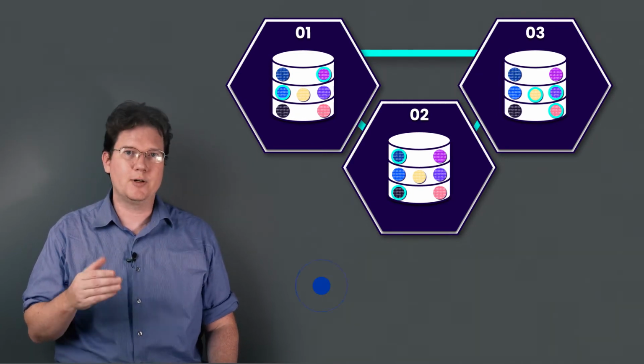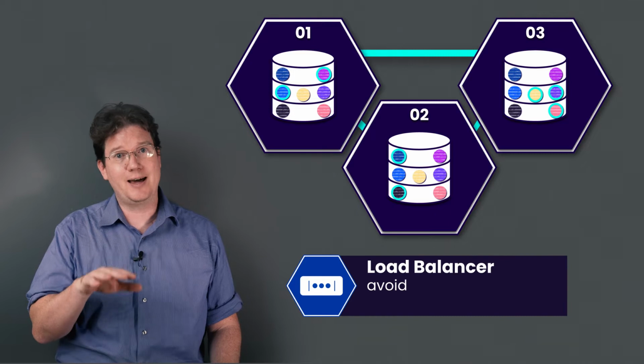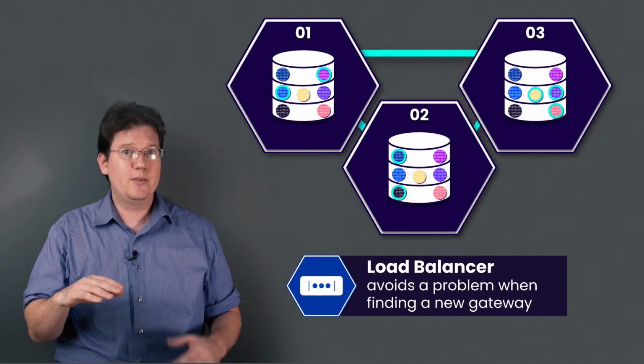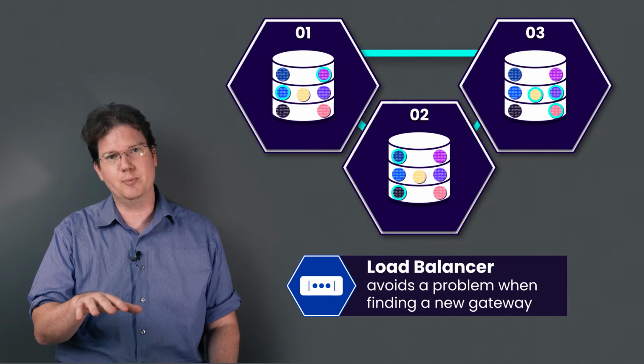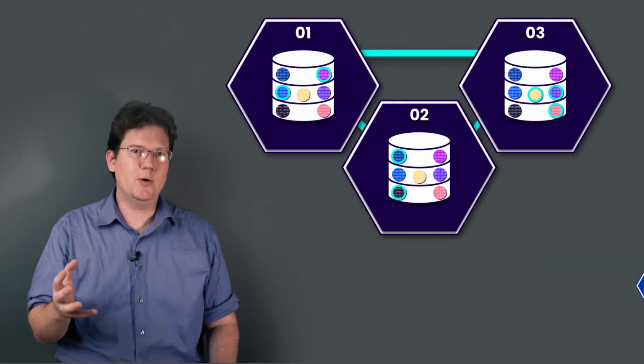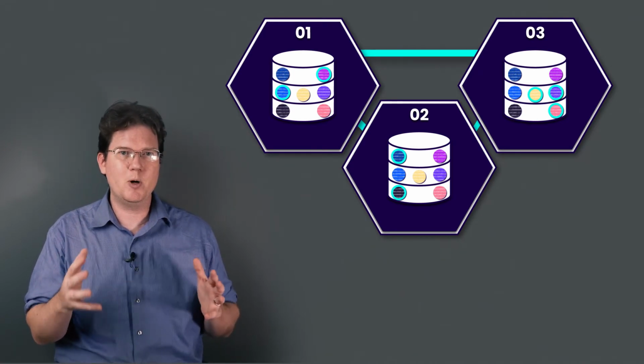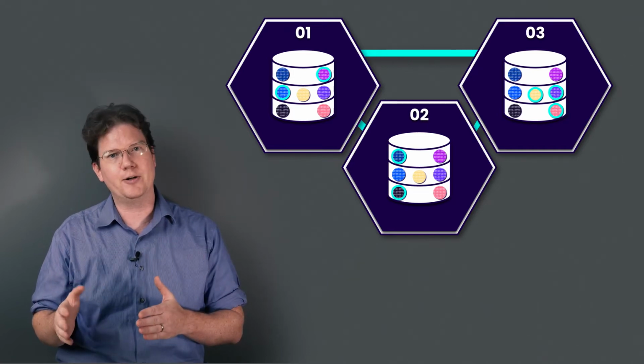Well, first, if a client is connected to that node, the client would need to find a new gateway. This problem would be solved by using a load balancer, which is crucial in production deployments. More interesting, though, is what happens to those ranges in the moments immediately following node failure.